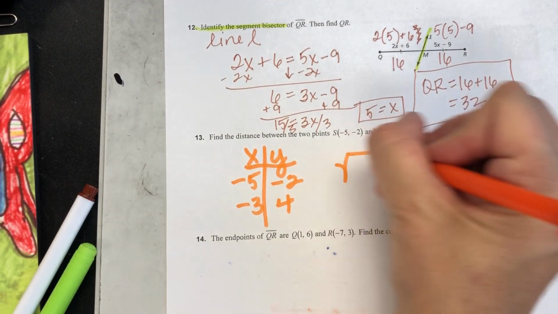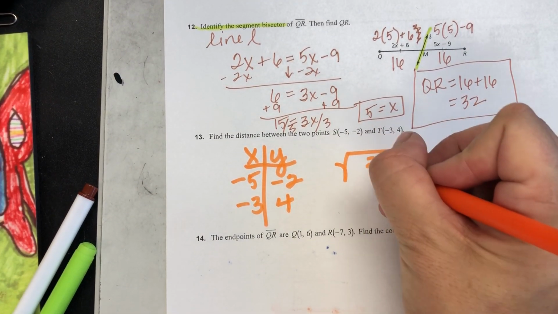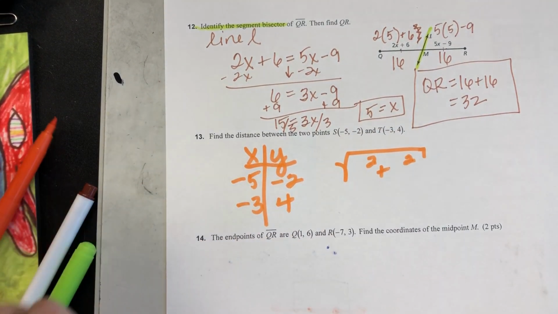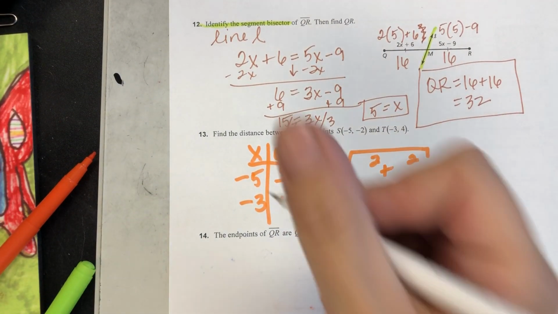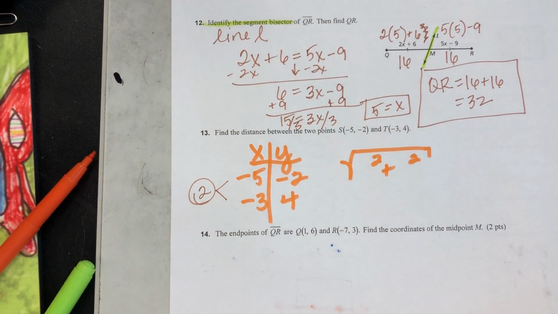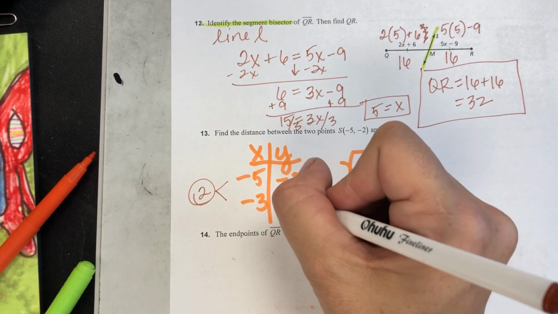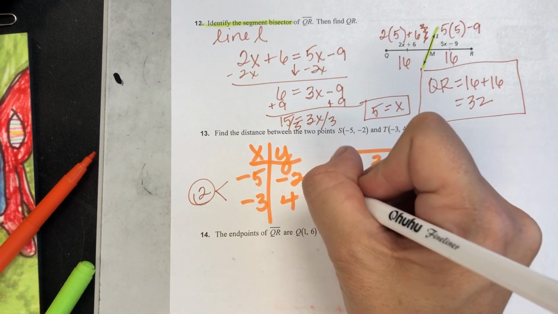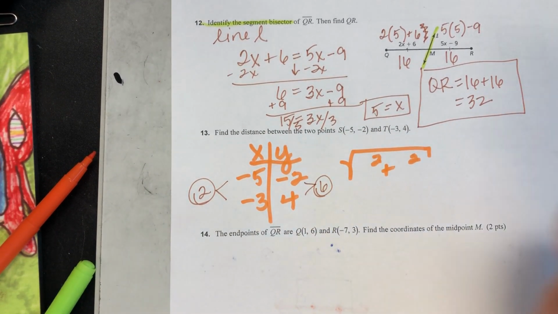We've got to ask and answer the questions. How far apart are the X's? How far apart are the Y's? -5 and -3 are 2 units apart. And 4 and -2, 4 minus -2, would be 6 units apart.